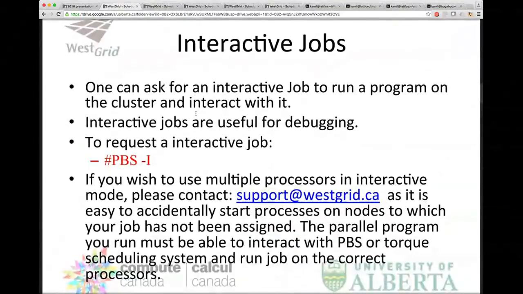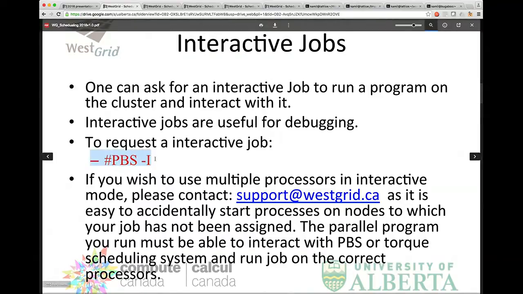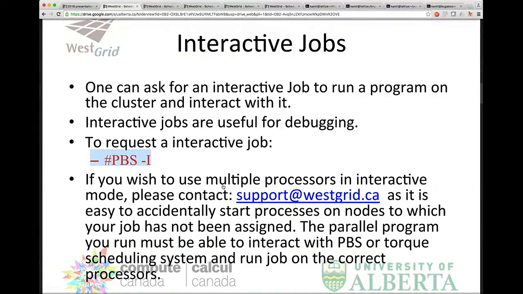One other thing, there's something called interactive jobs. You can ask for an interactive job to run a program on a cluster and interact with it. Interactive jobs are useful for debugging. To request an interactive job, you basically have to use #PBS -I with a capital I. If you wish to use multiple processors in an interactive mode, please contact support at WestGrid, as it's easy to accidentally start processes on nodes which your job has not been assigned to.